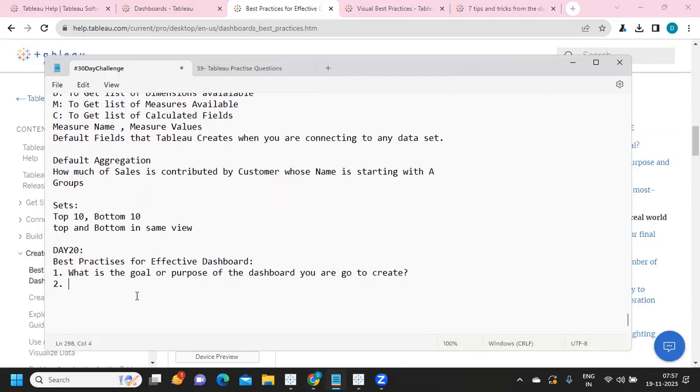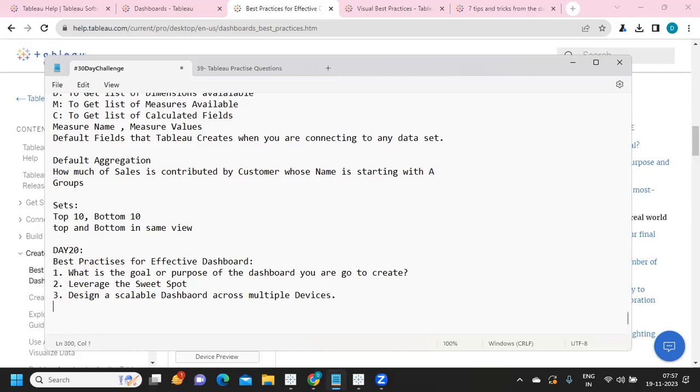Okay, so second is leverage the sweet spot. Third, design a scalable dashboard across multiple devices.